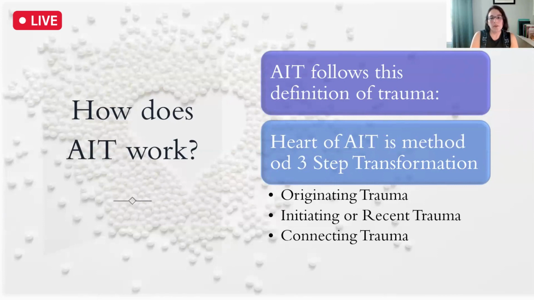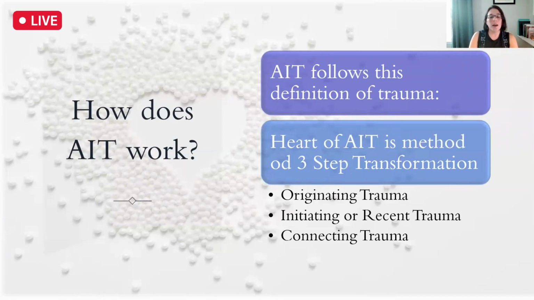So AIT follows this definition of trauma in the treatment, so that it can be long-lasting. We do a thorough work so that the results of the work will endure in time. That means that we will work with something called three-step transformation, which is the heart of AIT. And this means that we will work by stages. So we'll work with originating trauma, so the causes of the events today, in the past. We will work with recent trauma or initiating trauma, which is what is happening now, the situation now. And then we will work with the connection between those two, making sure we clear all the parts of the traumatic events and all their consequences.